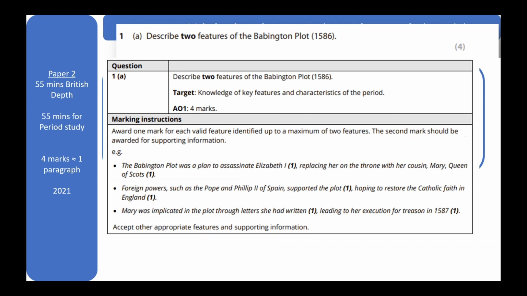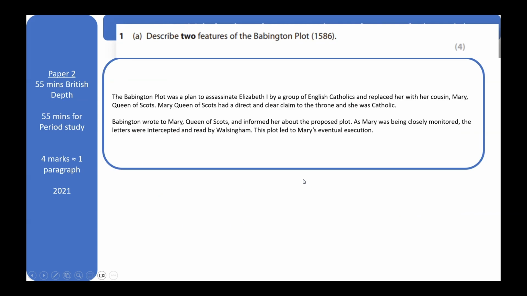So the first question looks like this. Here's the mark scheme. Describe two features of the Babington plot, and it gives you the year, which is why you don't always have to memorise years in history. And then the question's so simple that all the example can do is give the examiners possible things that candidates might write about. So here's my example that will get 4 out of 4.